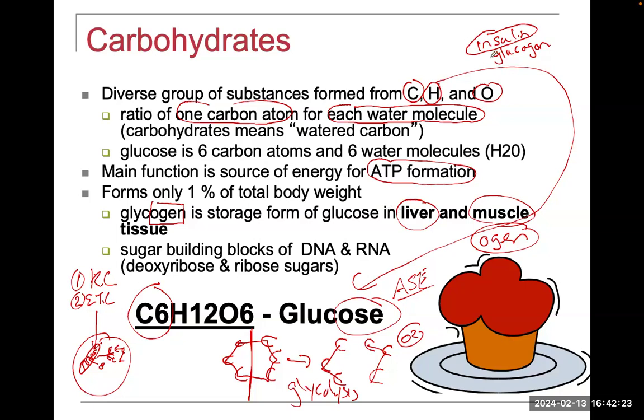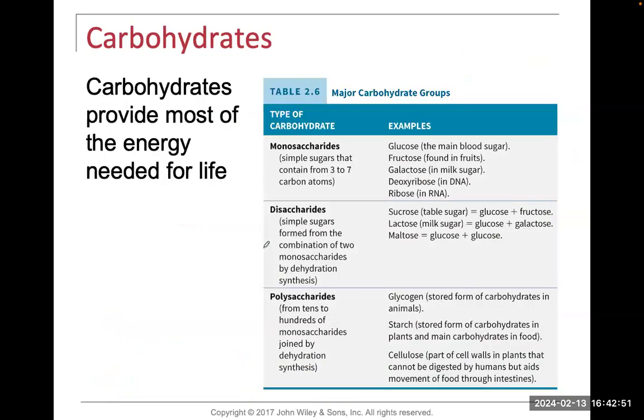So these two are both produced by the pancreas, insulin by the beta cells, glucagon by the alpha cells, and they work in harmony. One's designed to raise blood sugar, the other is designed to lower blood sugar. Sugar is also the building block of DNA and RNA, because if we look at the term deoxyribose nucleic acid or ribose nucleic acid. So we do need carbohydrates for that.